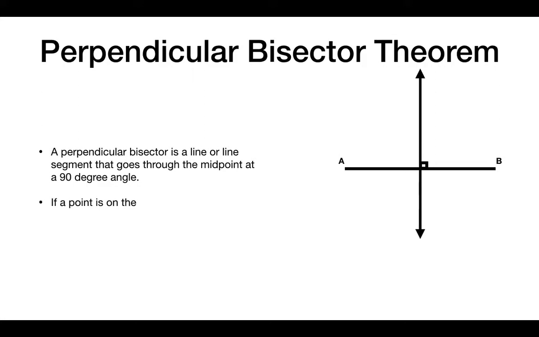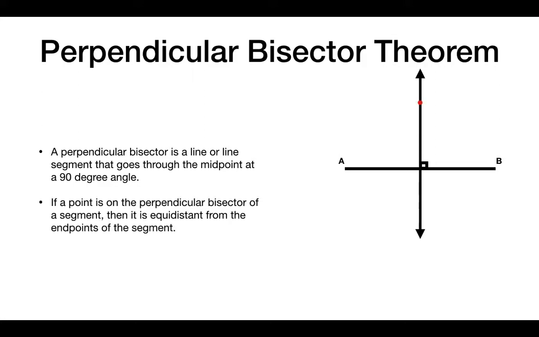So, if a point is on the perpendicular bisector of a segment, then it is equidistant, or the same distance, from the endpoints of the segment. So to explain, this point right here is the same distance from A as it is from B.